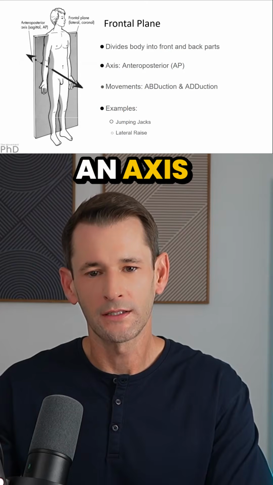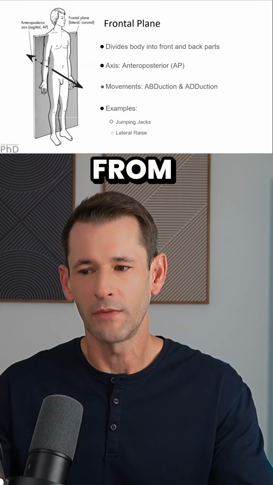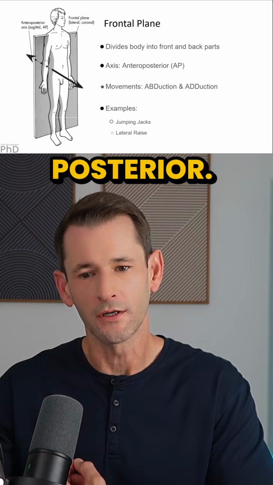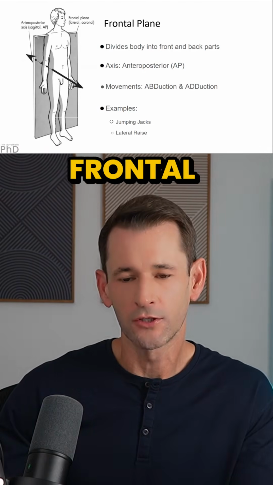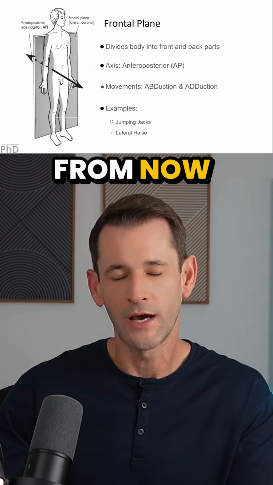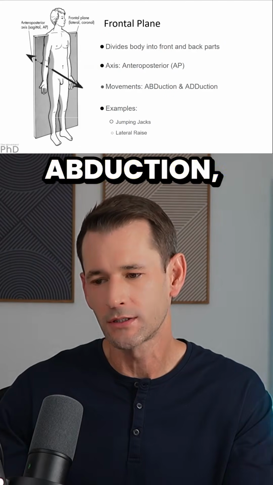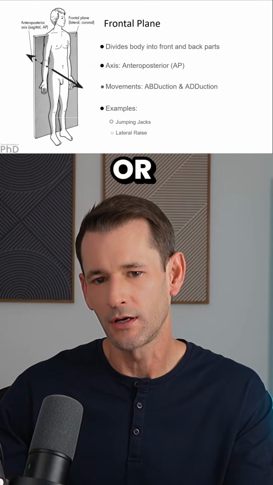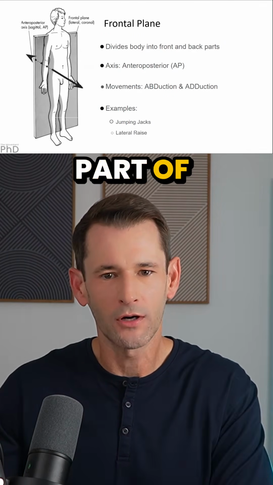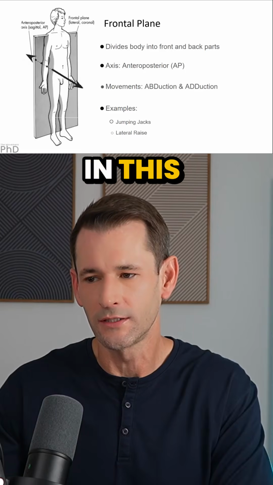So for an axis to pierce that frontal plane at a right angle, it has to come from anterior to posterior. Movements that occur in this frontal plane: abduction. From now on, I'm going to say abduction, and adduction or adduction. Every part of the jumping jack occurs in this frontal plane.